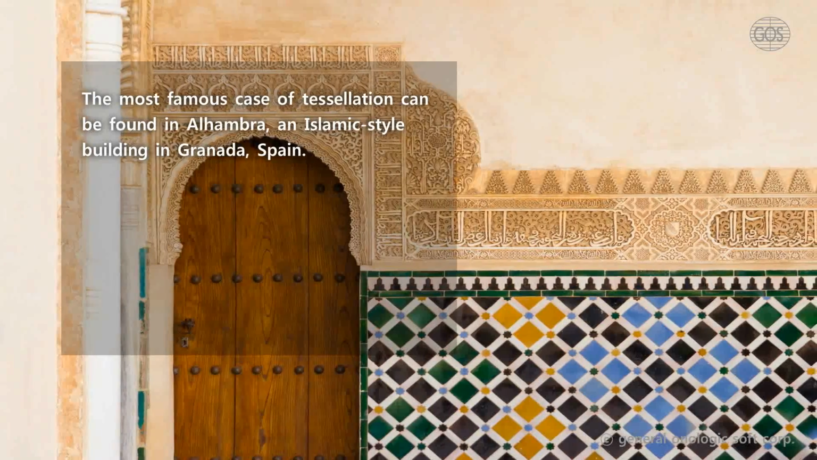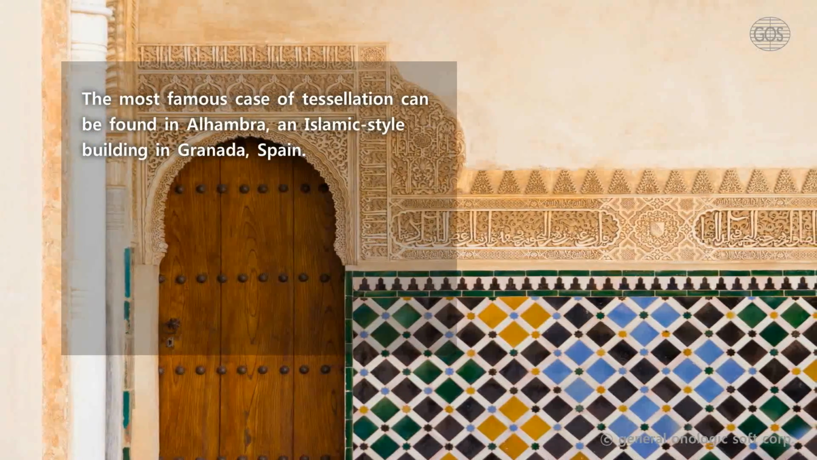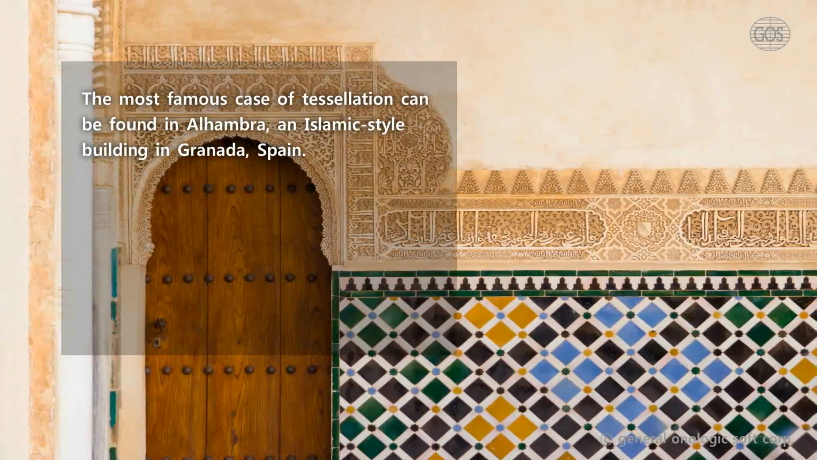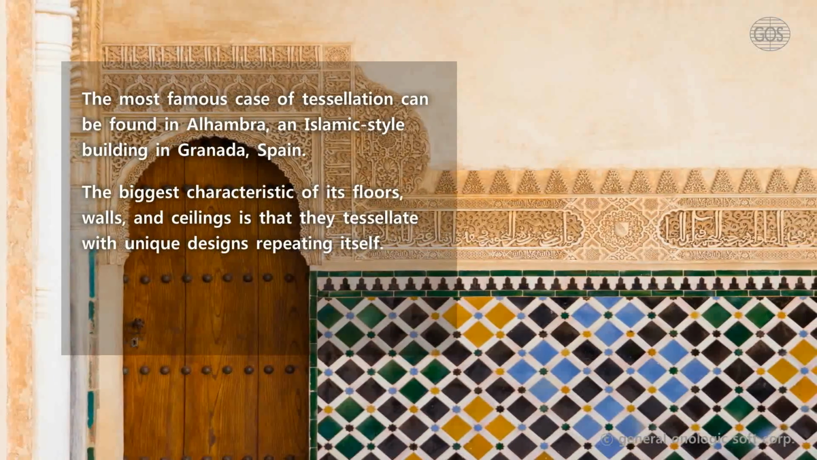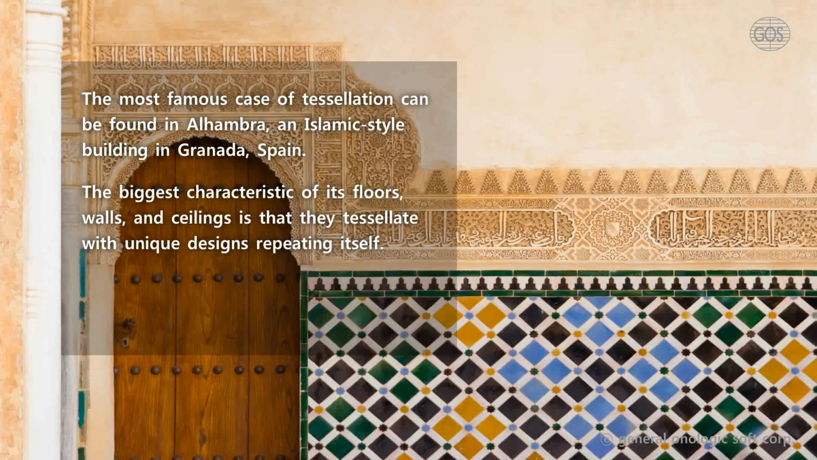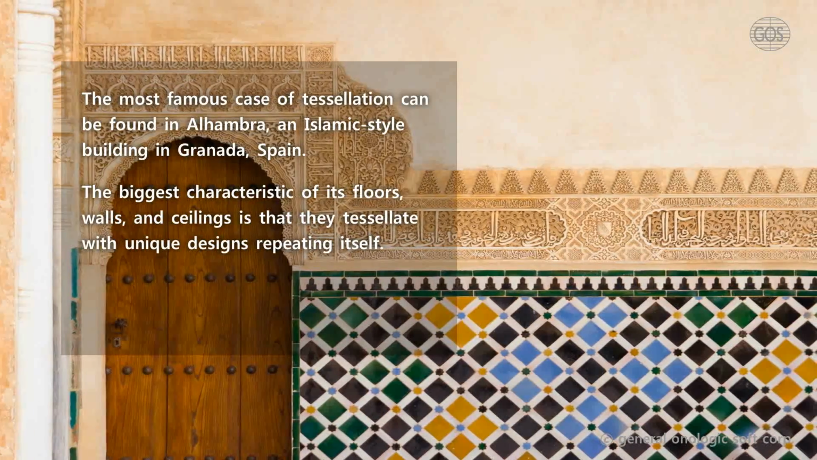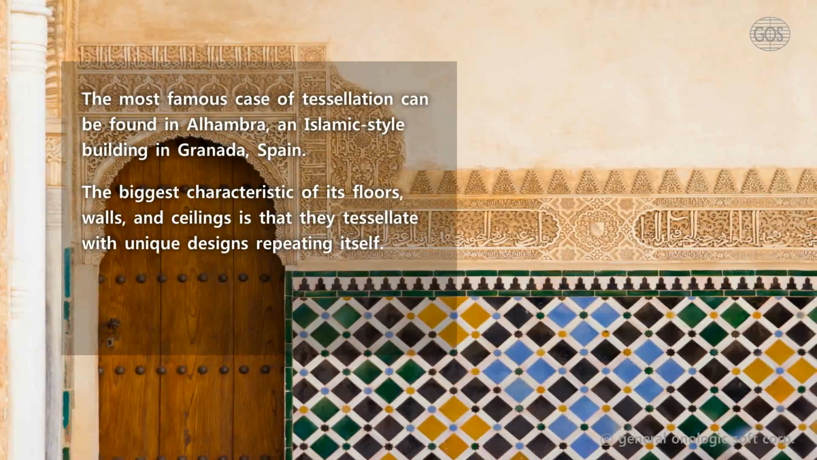The most famous case of tessellation can be found in Alhambra, an Islamic-style building in Granada, Spain. The biggest characteristic of its floors, walls, and ceilings is that they tessellate with unique designs repeating itself.